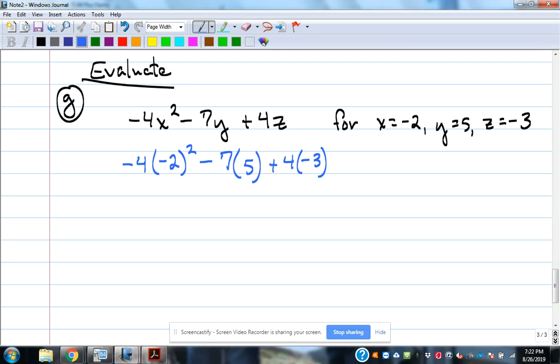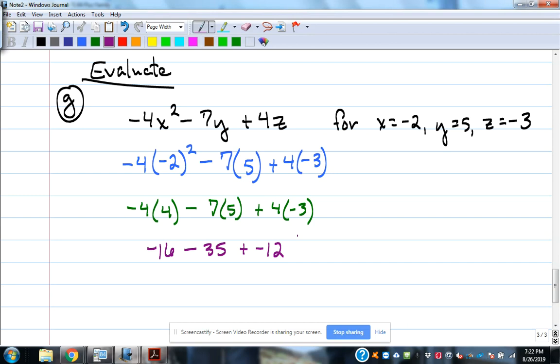So I'm going to work this out. What do I do first? Exponents. So -2 squared should be 4. So I got -4 and 4, and then 7 and 5, 4 and -3. I can do all of those at the same time, right? Because they're all multiplication problems. And then put it all together. So 4 times -4 would be -16, you guys know that. Minus 7 times 5, 35, plus 4 times -3. So that'd be plus -12, okay?